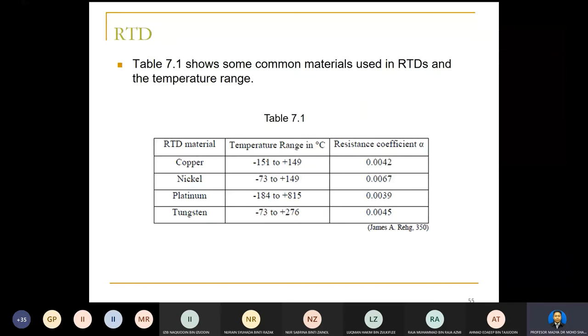But if the material is different, the price will change. For example, platinum is very expensive compared to the others. We can use copper or nickel, so maybe the price is not as expensive as platinum or tungsten, because the temperature range is very wide compared to the others.